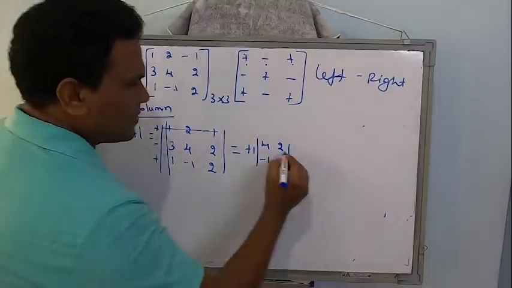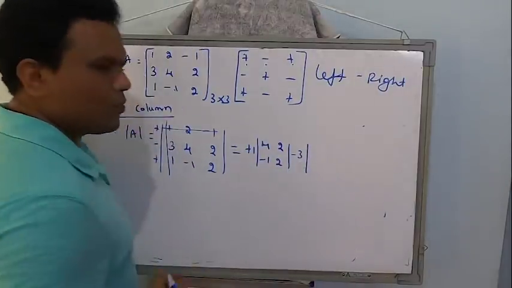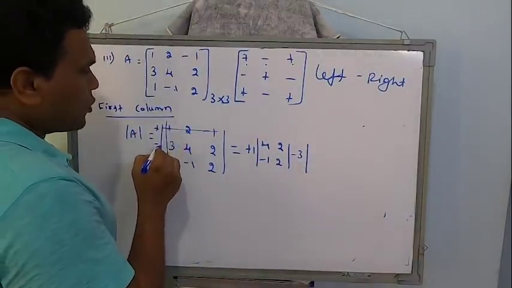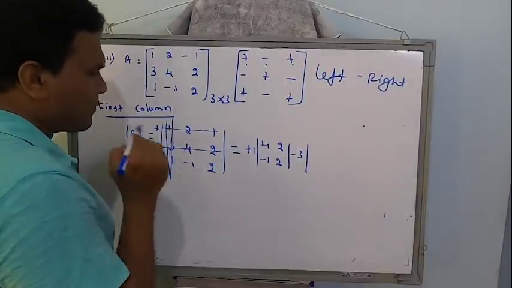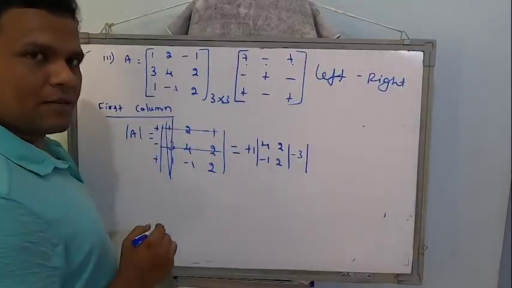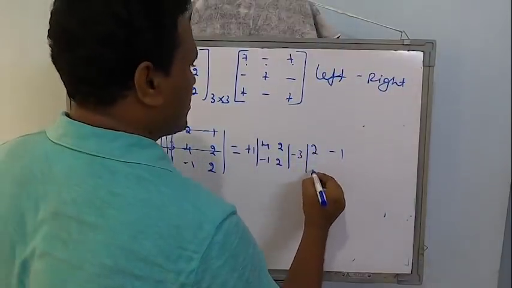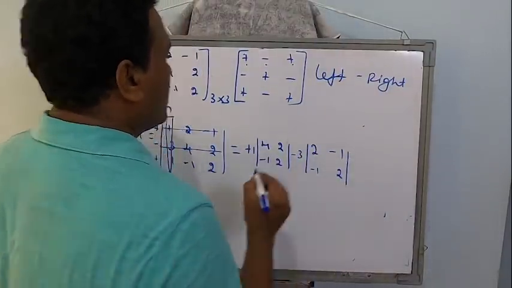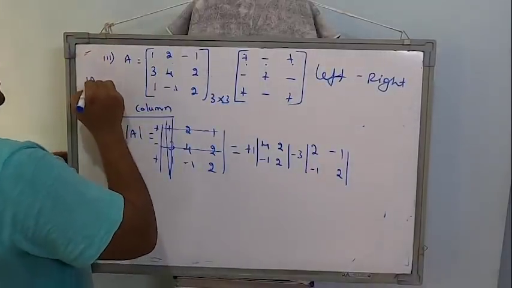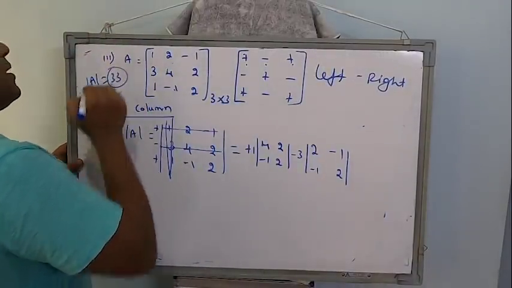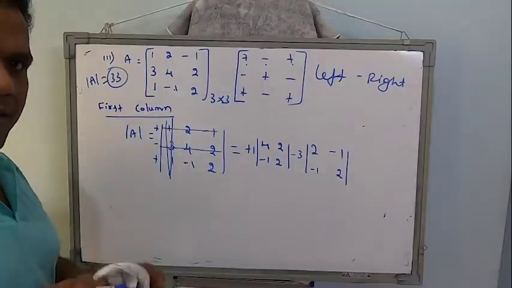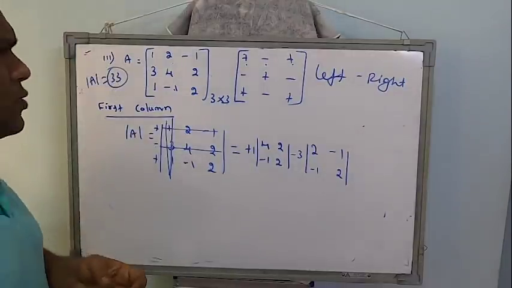The next element is minus 3. So write down minus 3. Right. And now you block the first column and second row, where 3 is present. What are the remaining elements? The remaining elements are 2, minus 1, 2. Remember, we already know the value. The value of the determinant of this, expanding from the first row, is 33, right? Now, let us go and check this.